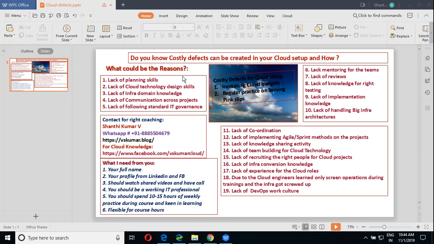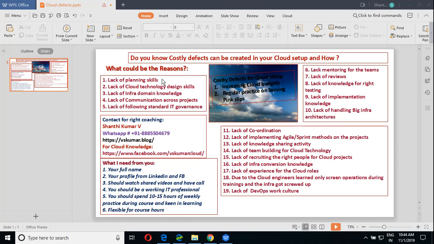If you see, costly defects can be created in a cloud setup, and there are several reasons. The reasons are mentioned here, up to 19 points. These are all different points, and I'll read each of them and explain which area in an organization, or in a project organization, they relate to.